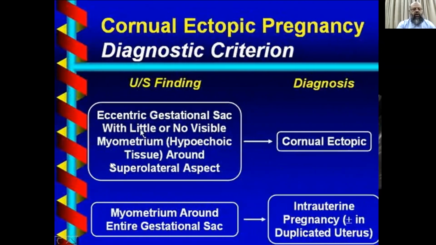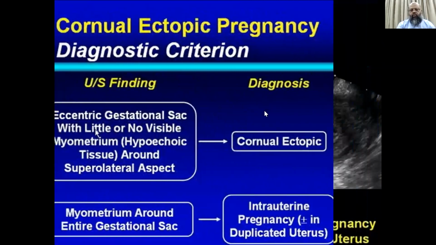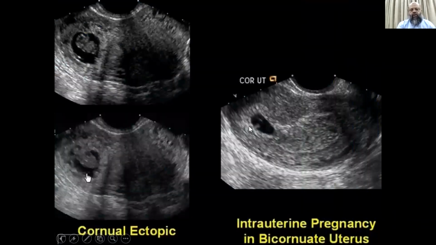Here you can see the cornual ectopic and intrauterine pregnancy in a bicornuate uterus. This is one part of the uterus and the other. So in the bicornuate uterus, one is showing decidual reaction, the other is having pregnancy.